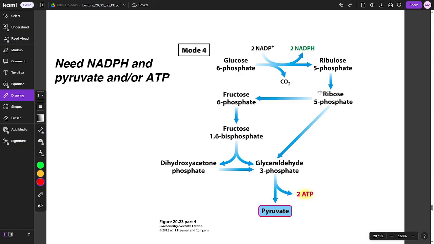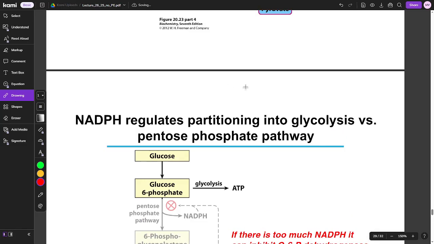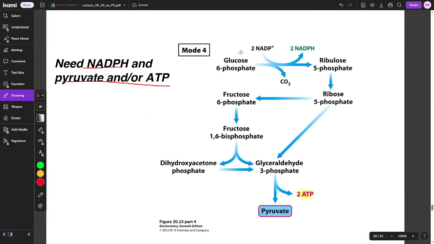And the last one is if you just want to do NADPHs and pyruvate. If you need both of these, then you just do it like normal. You do glucose 6-phosphate into ribulose 5-phosphate. You make NADPHs. You make these ribulose 5-phosphates. You make glyceraldehyde 3-phosphate, and you go the rest of the way through glycolysis.